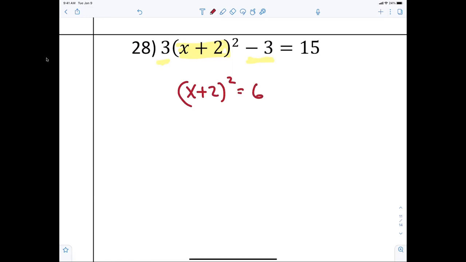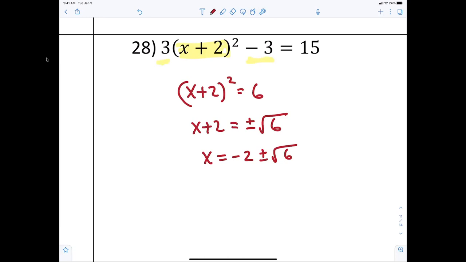Anybody have a problem with that? Now you take the square root. So then you say x plus 2 equals what? Nope. There you go. Plus or minus radical 6. That's where everybody makes their mistake. And so from there, you would just then write x equals -2 plus or minus radical 6.